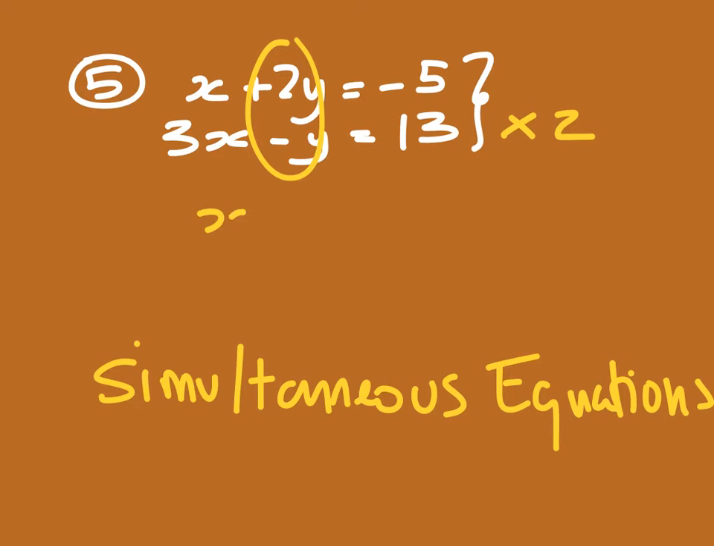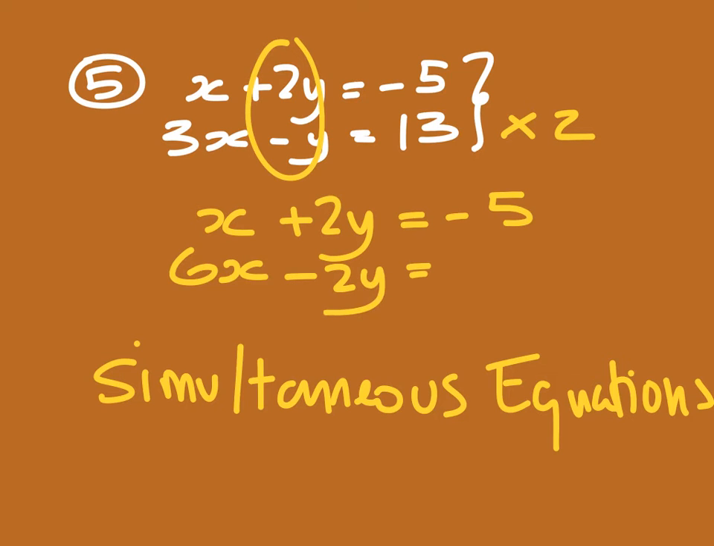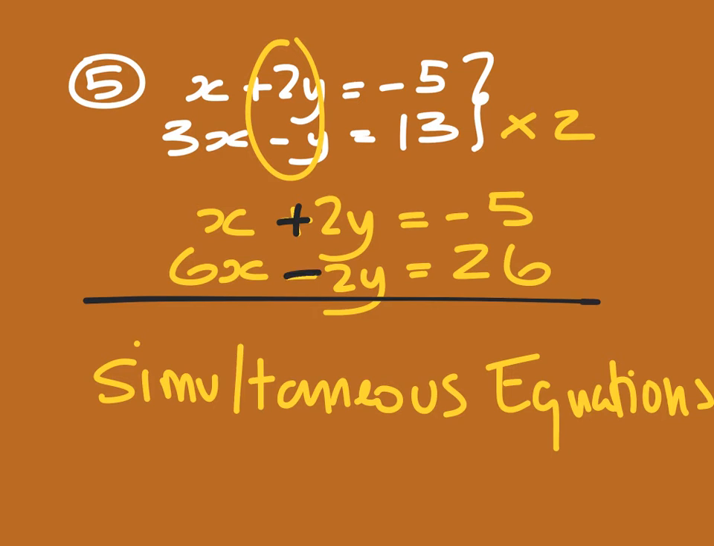So the first equation is going to stay as it is: x plus 2y equals negative 5. The bottom one, 2 times 3x is 6x, take away 2y equals 26. Now once we've got all of that, because I've got a positive and a negative 2y, then I'm going to add overall. Work out what x is, and then work out what y is.